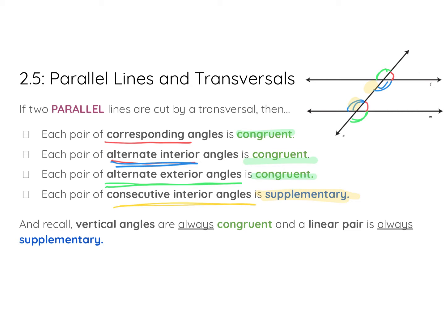And then don't forget, we have vertical angles that are always congruent, and we have linear pairs that are always supplementary. We still see those types of angles in this situation, and we will still use those going forward quite a bit. So don't forget about those.